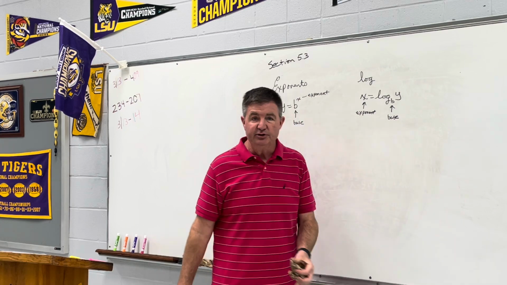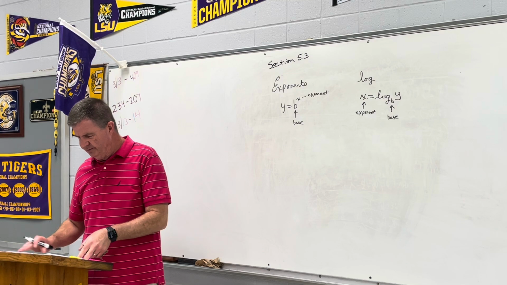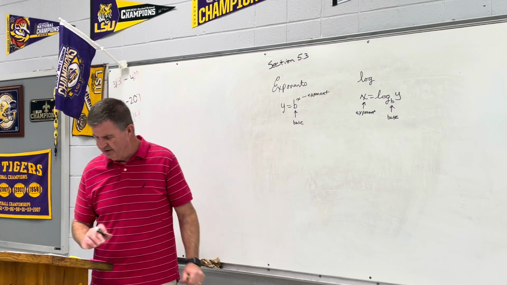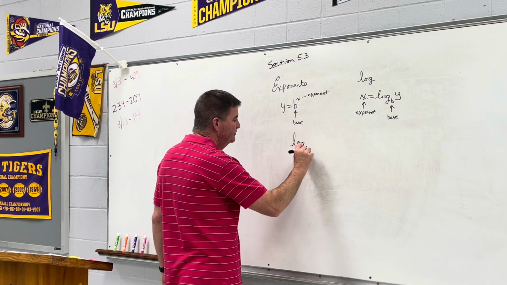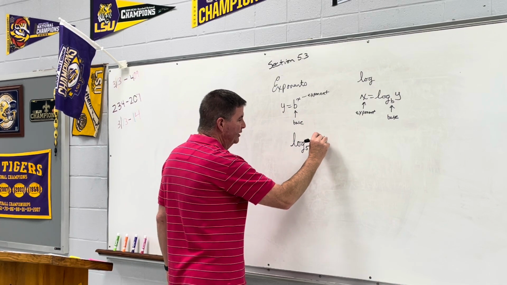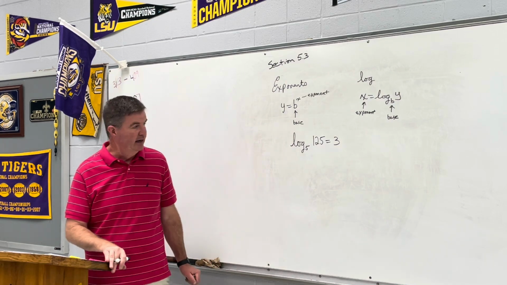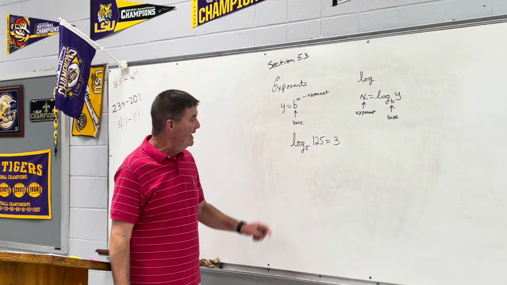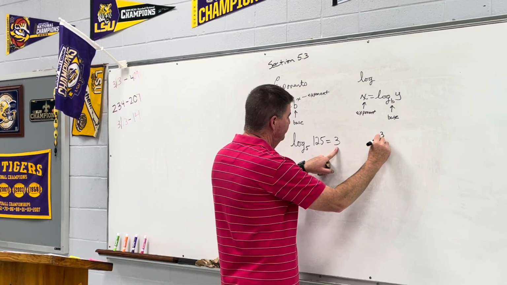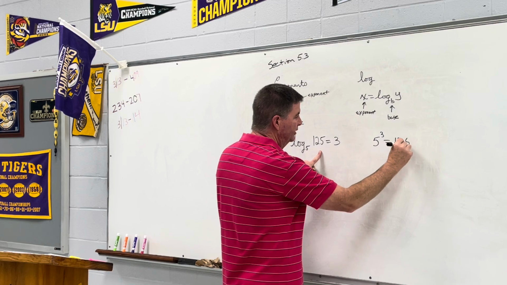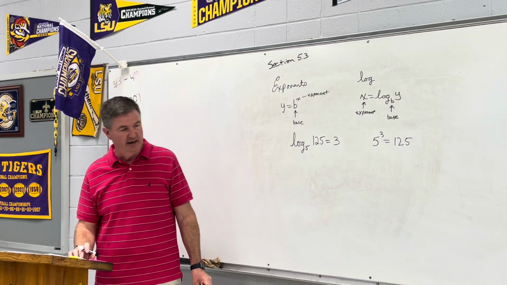In example number 2, we're going to go backwards, from logarithm to exponent. We have log base 5 of 125 equals 3. That's what's given to us, and we want to rewrite it as an exponent. As an exponent, it should be 5 to the 3rd power equals 125.